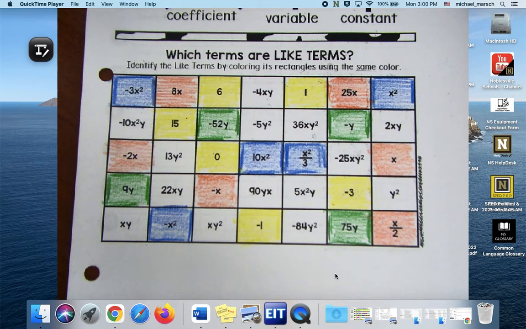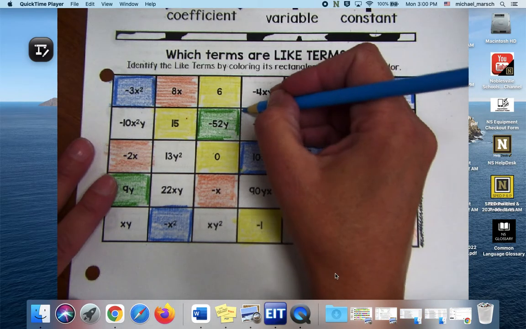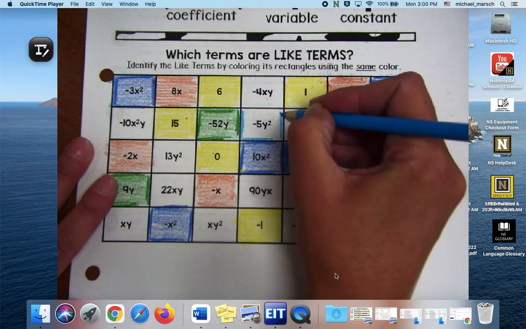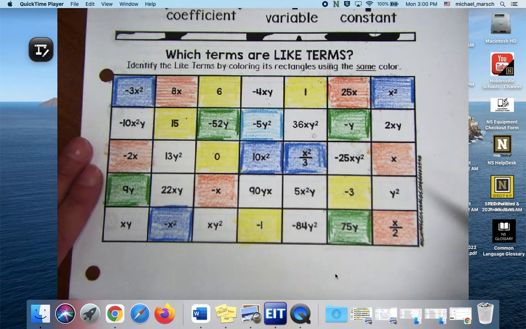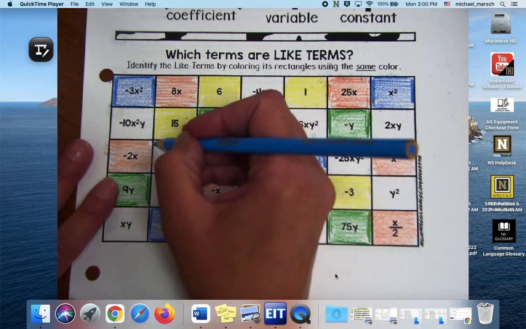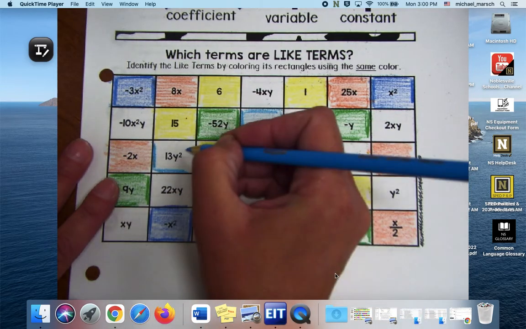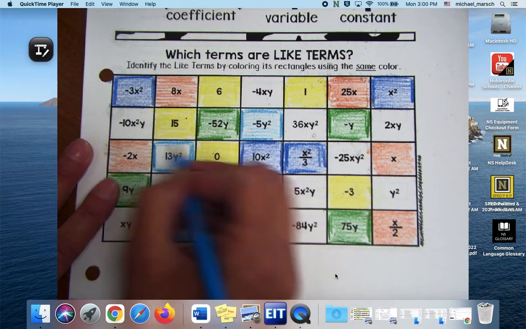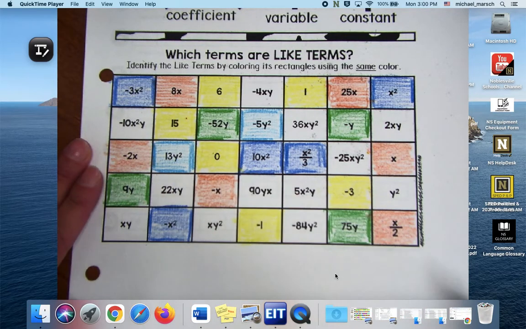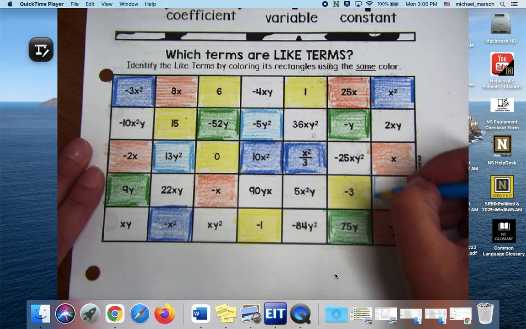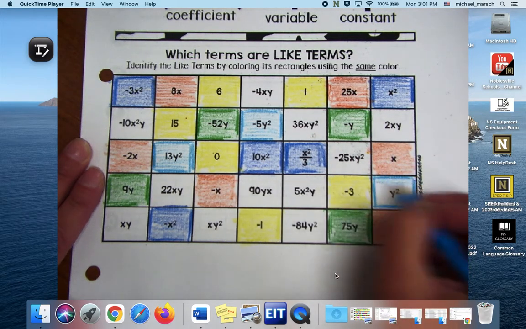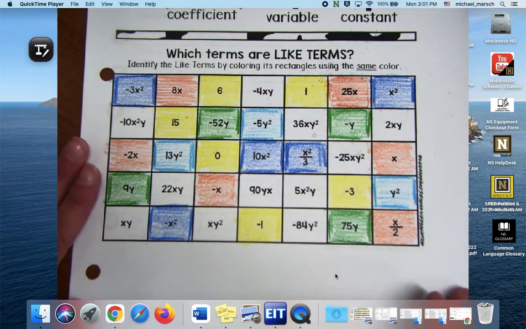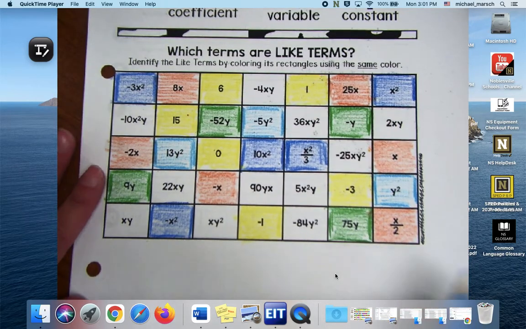Now we're going to look for anything that has y squared, and that's going to be light blue. Light blue for anything with y squared. It cannot have an x with it. It's just y squared. What about 36? Negative 84.